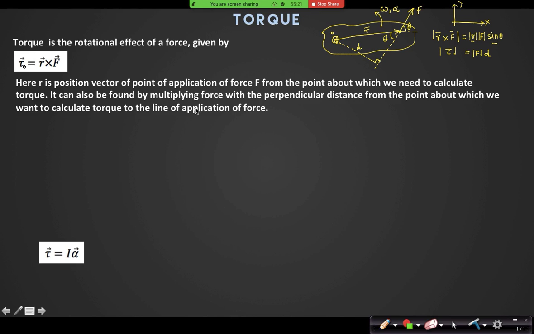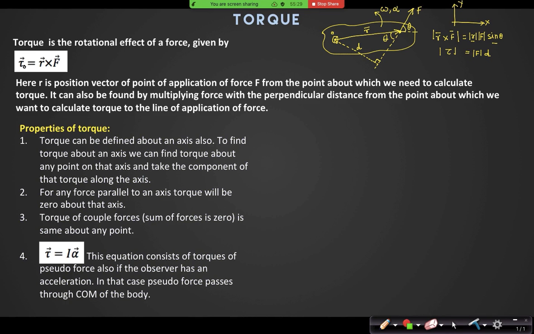Alright. Now we will understand a few very important properties of torque. Based on these properties, we will study the rotational motion dynamics. First property, look, torque can be defined about an axis also. To find torque about an axis, we can find torque about any point on that axis and take the component of that torque along that axis. What do I mean by that?